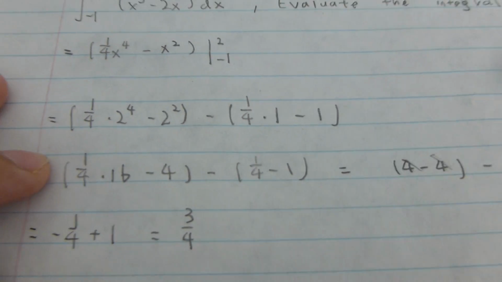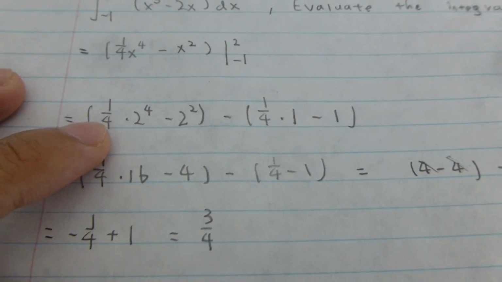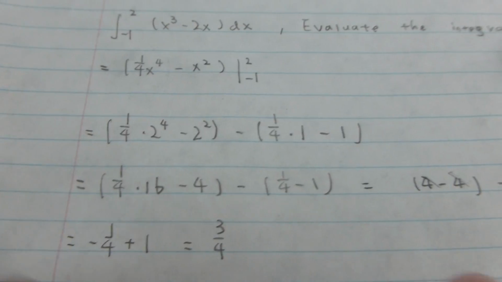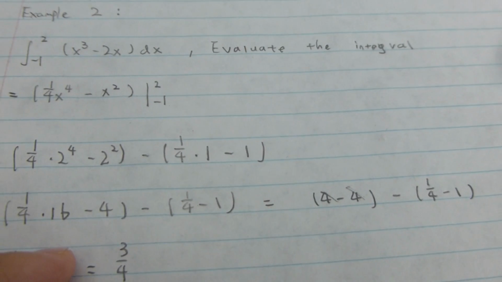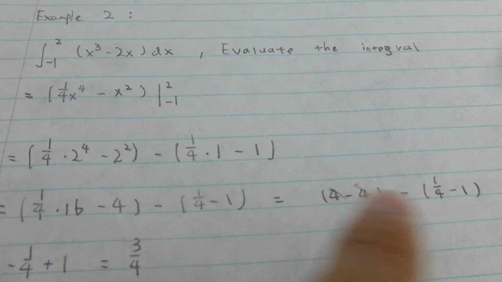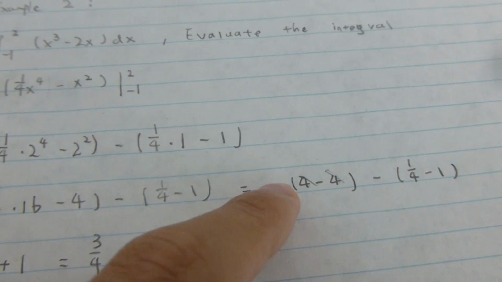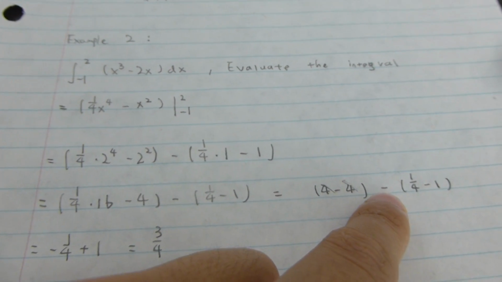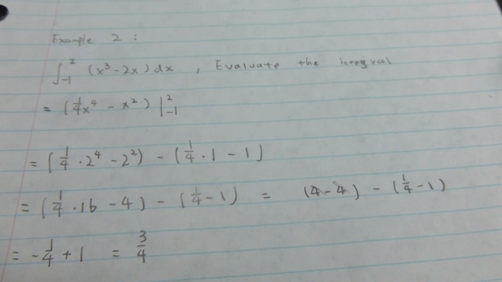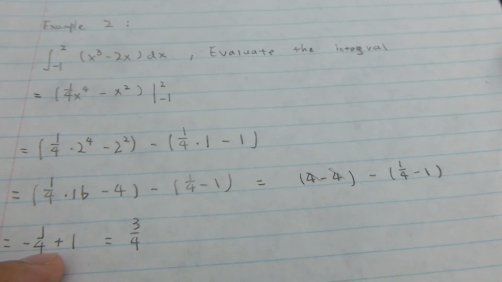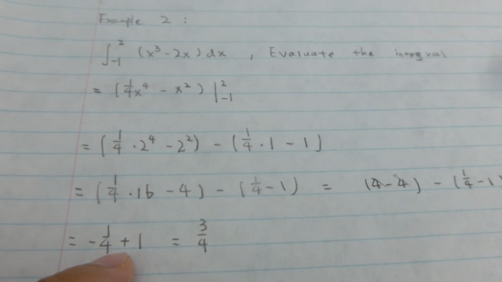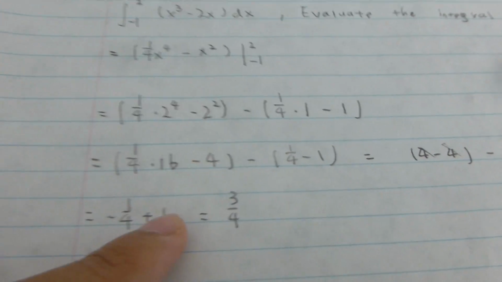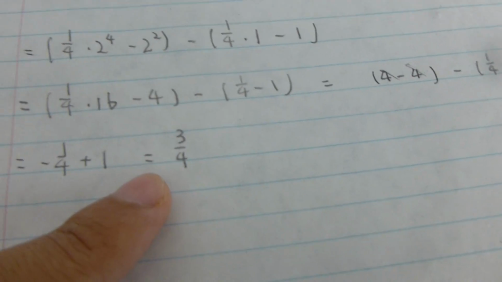We haven't gotten the result yet, so I'm going to do these steps. 1 over 4 multiplied by 16 is 4, and then we subtract another 4. This part is still the same, so minus 4 cancels. Then negative 1 over 4 stays negative 1 over 4, and then plus 1. So the final result is 3 and 3 over 4.